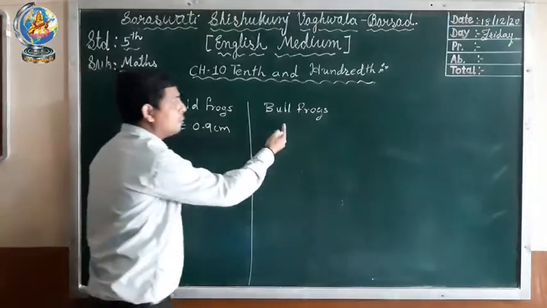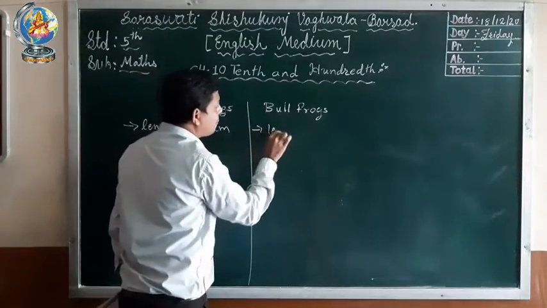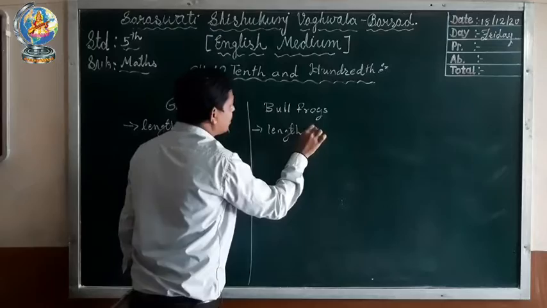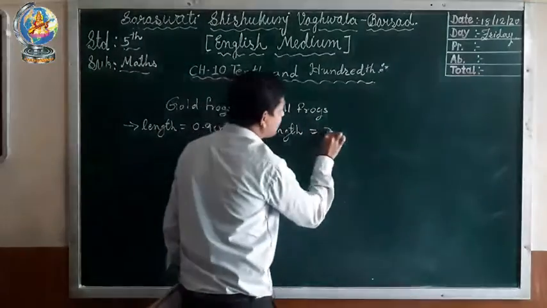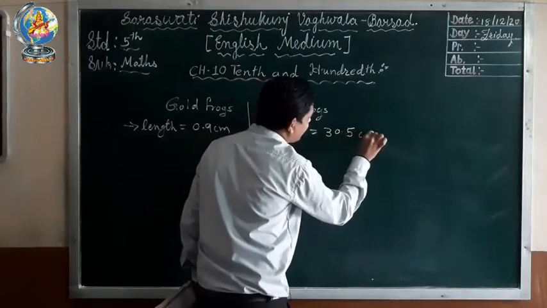Now we will talk about the bullfrog. The length of the bullfrog is 30.5 centimeter.